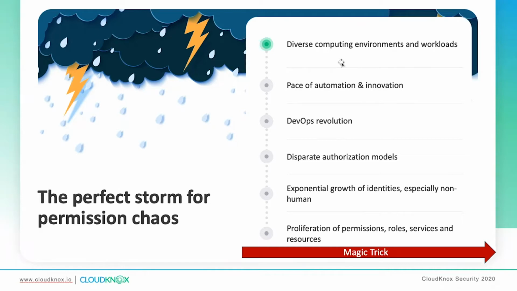How do you stay ahead of that? How do you keep up with it? How do you distinguish, of those permissions, which ones are high risk? And of those, which ones could allow mass destruction?